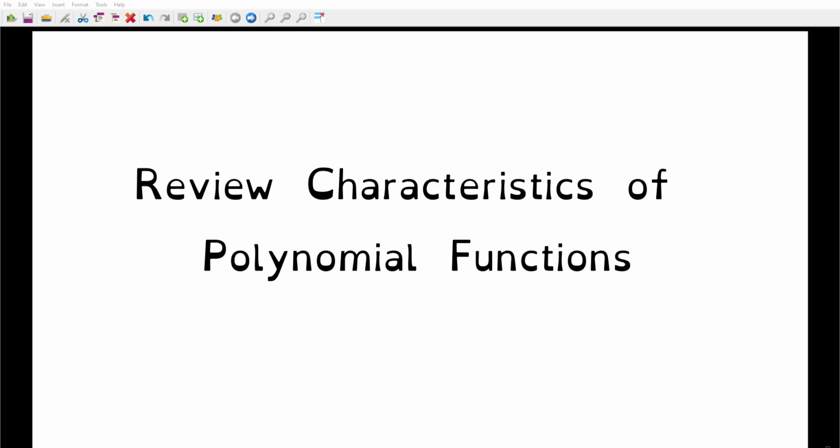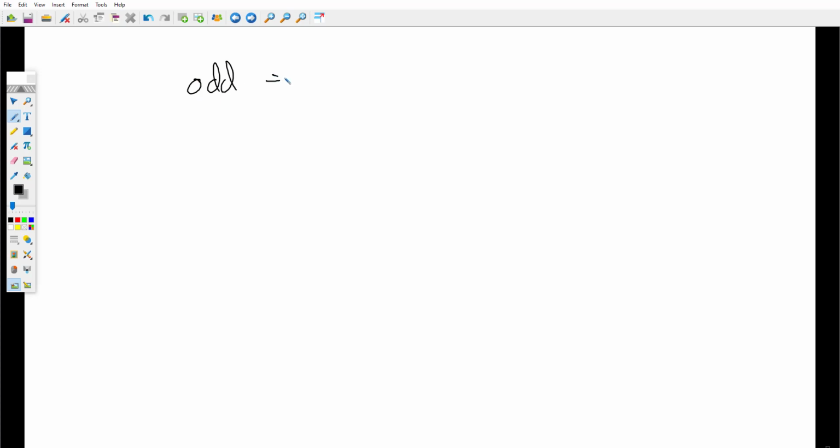This is going to be the review for the characteristics of polynomial functions. To start with, let's talk about odd, even, or neither. When you have an odd function, from the equation, all exponents must be odd, and no constant, meaning no number without a variable.